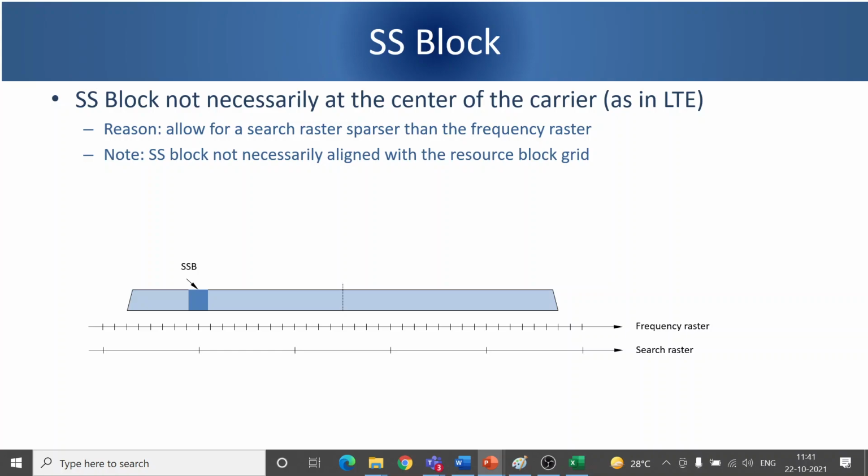So, can somebody from your side answer why in 5G these SSBs are located at multiple locations instead of being at the center frequency? Any broad answer, any of you?